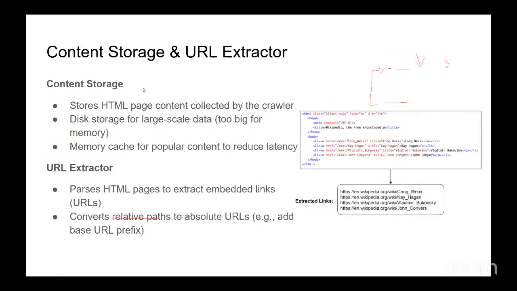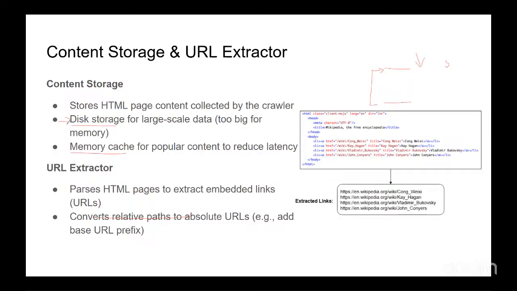The next component is the content storage component. Like we discussed, for content we have a different storage, so we keep the content storage separate. This component will store the HTML page content that we collected, after we used the content parser and content seen to avoid collecting duplicate content. We can use two types of storage for content: either disk storage or memory cache. But definitely disk storage is a better option for very large content.